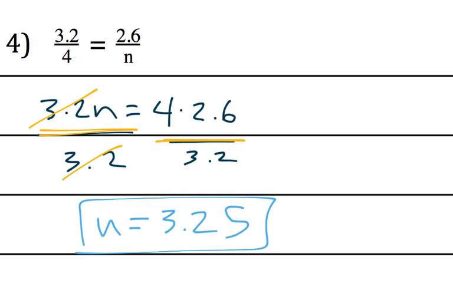Looking back at the original problem, the denominator's a little bit bigger than the numerator, and 3 and 25/100ths would be a little bit bigger than 2.6. And since they gave us decimals, we'll leave it in decimals. We will not convert this back to an improper fraction or anything like that.